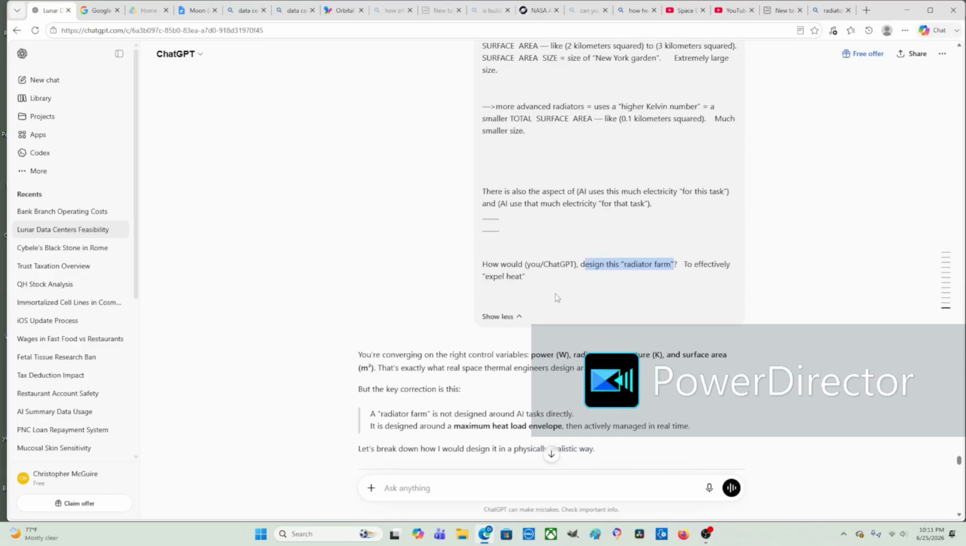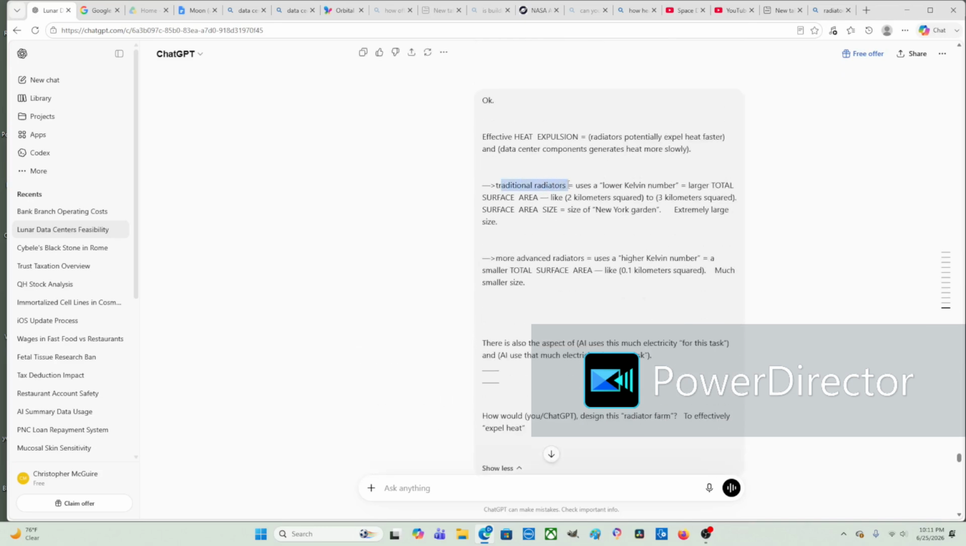And then ChatGPT was saying, okay, if you want to effectively expel the heat to maintain equilibrium, 150 and 150, or 150 and 200, then you want to think about establishing level 1 radiators, which would just be traditional radiators, and these are just going to expel the heat from data centers for basic data center usages. That would be for level 1 radiators, level 1 radiator farm.